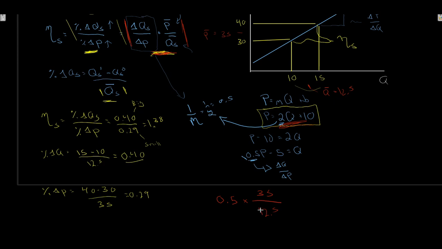So working that out, 35 divided by 12.5 times 0.5, and we get 1.40. So a little bit of rounding going on there, but we get our same result. So same elasticity going on in both cases there.